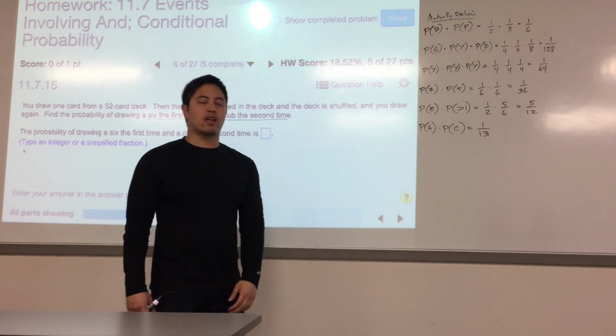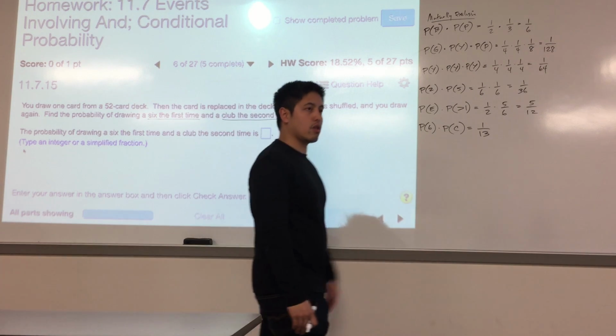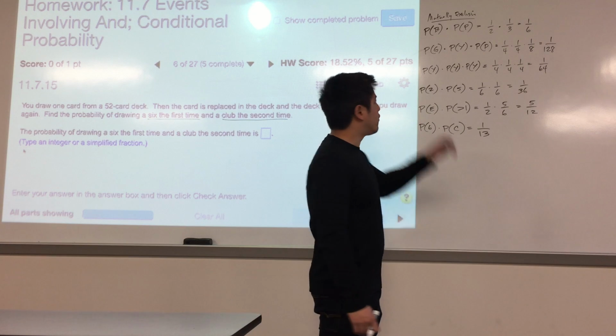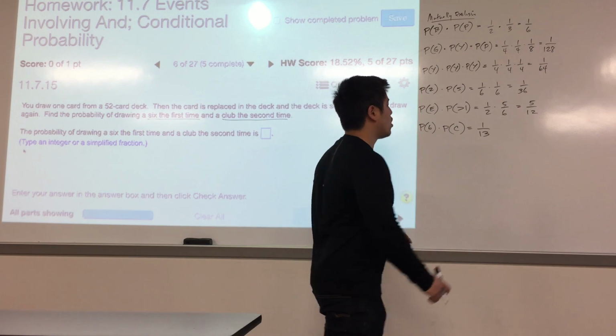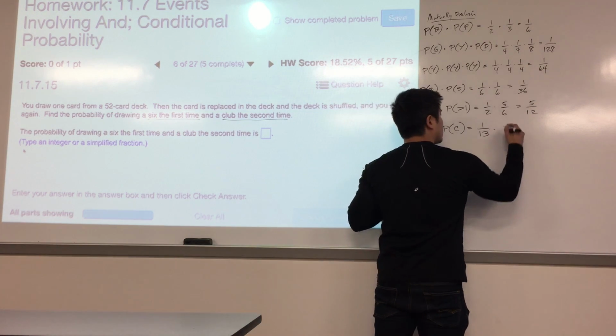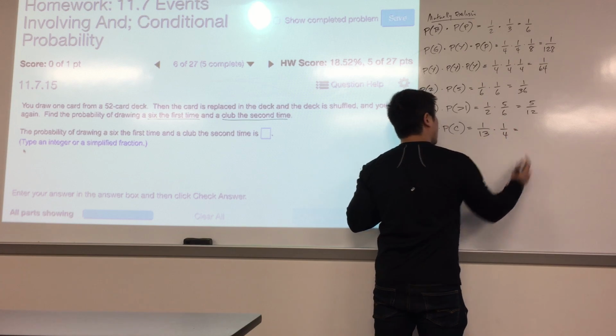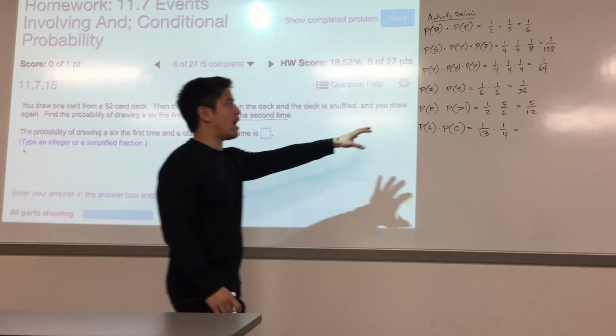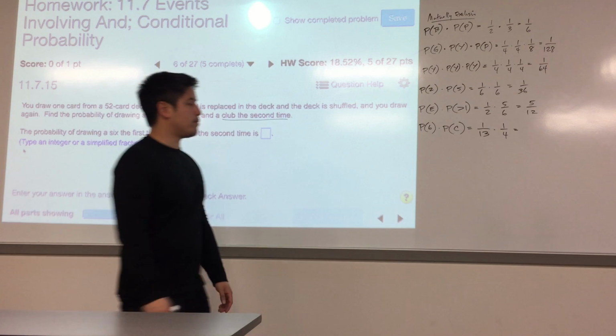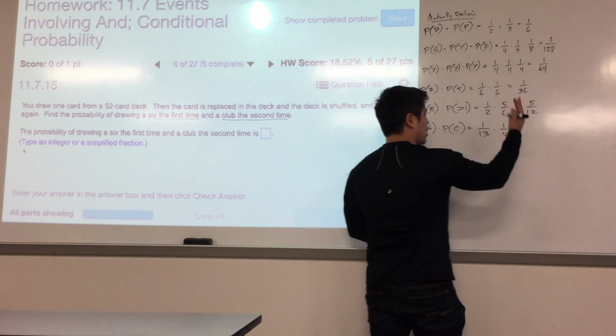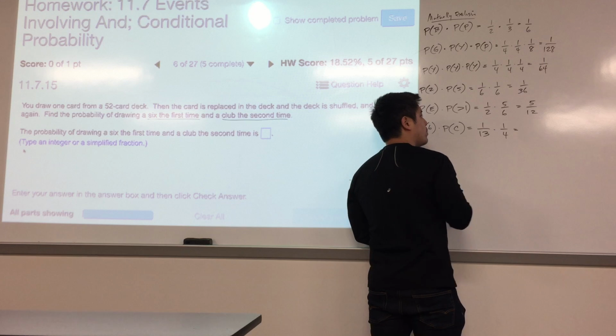So, how many clubs are there in a deck? 13 out of 52, because we put that card back, which is really the same as reduced 1/4. Good job. Love the participation. I have to have that, otherwise we won't get these numbers. And so, we're only drawing twice, which is why you only see 2 probabilities here.